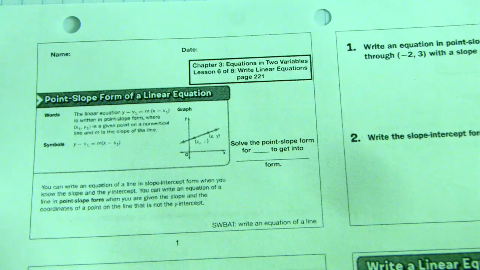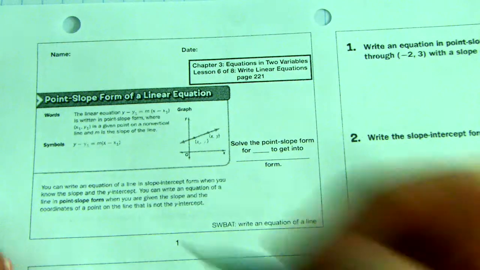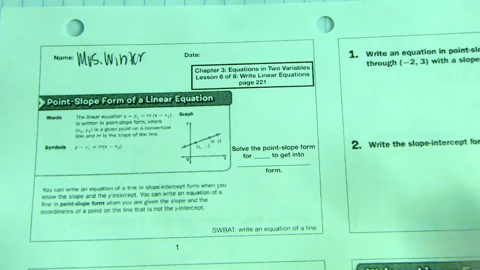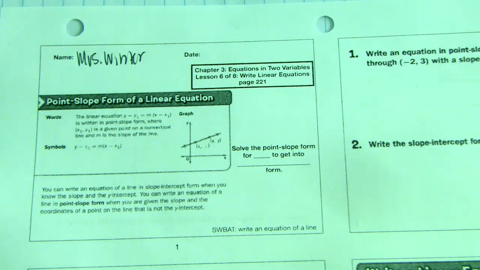All right, today we are expanding our knowledge base here of linear equations with some new information. So let's put our name and date at the top here. So we've already talked about y equals mx plus b, which is slope-intercept form. This one is going to give us a new form to think about.